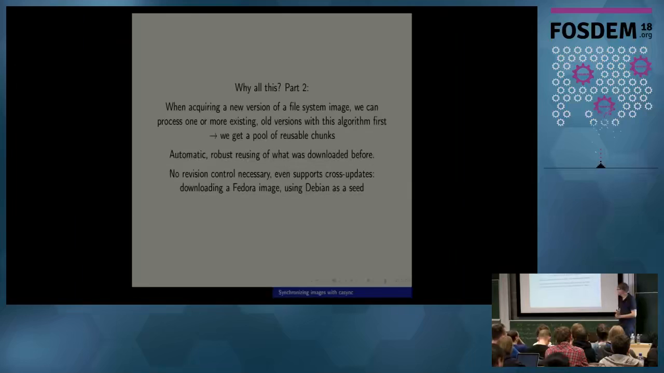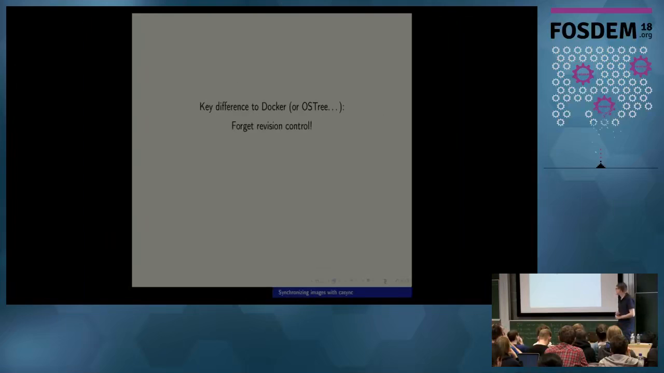And it's all standalone individual things. And if two people happen to have the same data somewhere and share no history together, the same chunks will be recognized anyway, regardless. Yeah, forget revision control. And we find the similarities automatically. Revision control is for developers, it's not for deployment.